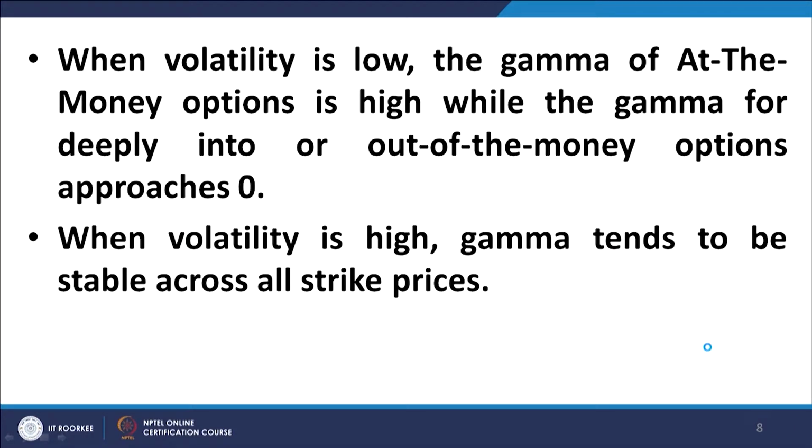Now, when volatility is low, as I mentioned in the last lecture, the chances of an in the money option moving at the money or an out of the money option moving at the money are very remote or insignificant, and therefore, the gamma of in the money and out of the money options is pretty much 0, pretty close to 0. However, at the money options have a high gamma, despite the volatility being low.